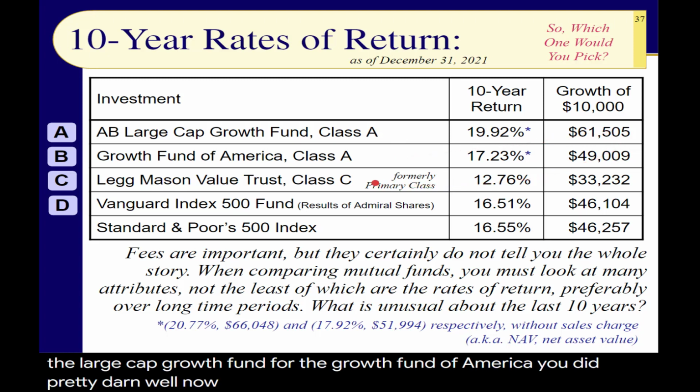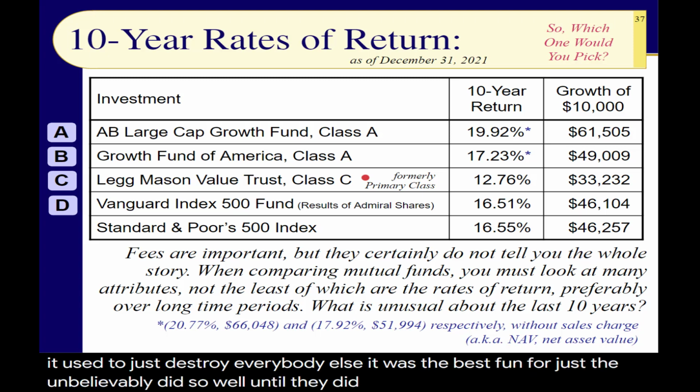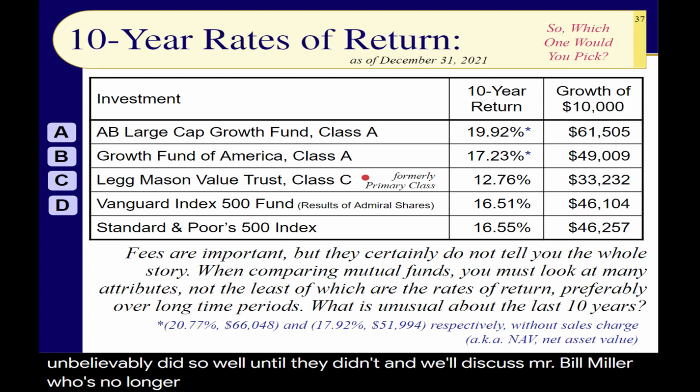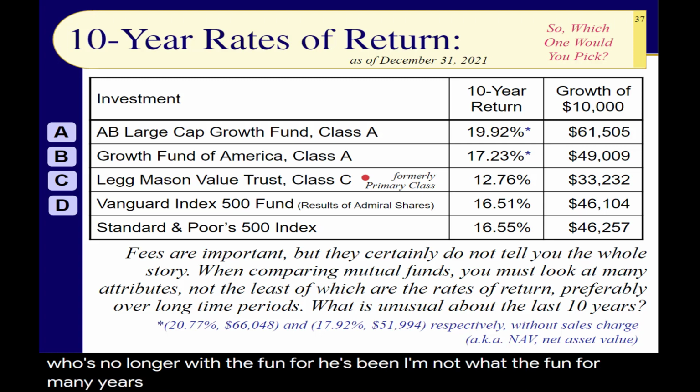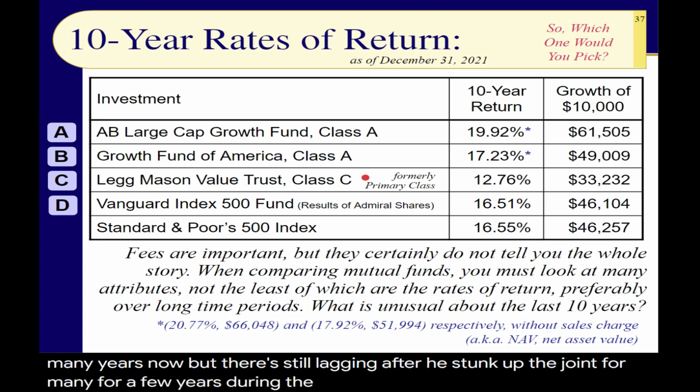Now, what about the Legg Mason Value Trust? Well, as we said, it's a very infamous fund. Why? Because it used to just destroy everybody else. It was the best fund, just unbelievable. They did so well until they didn't. And we'll discuss Mr. Bill Miller, who's no longer with the fund. He's been gone for many years now, but they're still lagging after he stunk up the joint for a few years right before and during the Great Recession.